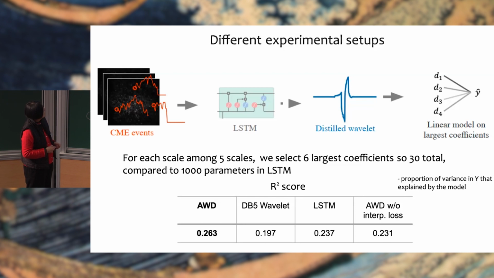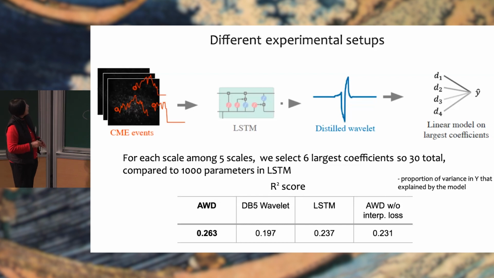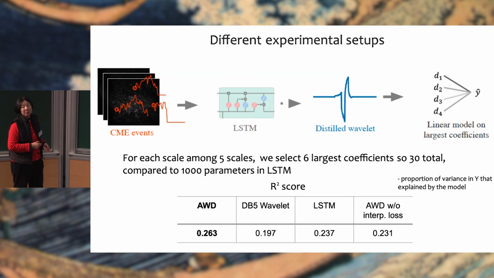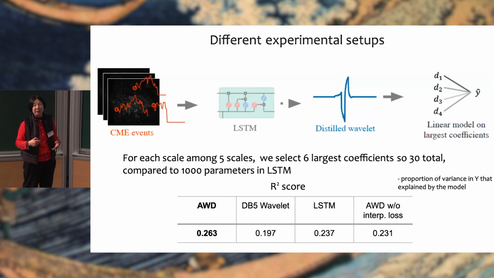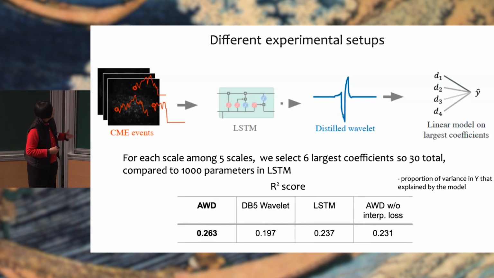We can raise it to 0.26. If you use fixed wavelets, you get about 0.2. And if you don't use the LSTM, you get about the same as with LSTM wavelets. So this means wavelets are pretty good. They could have just done that. And from 1,000 parameters, we end up with 30 parameters, with about 10 to 15% gain in predictive accuracy. So again, you make things more interpretable.